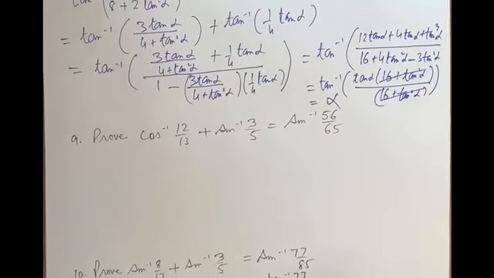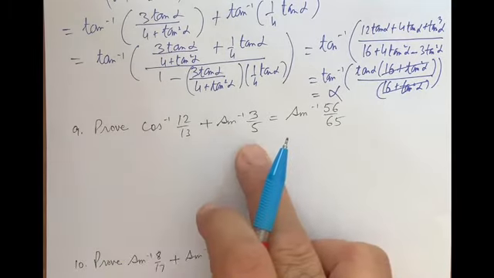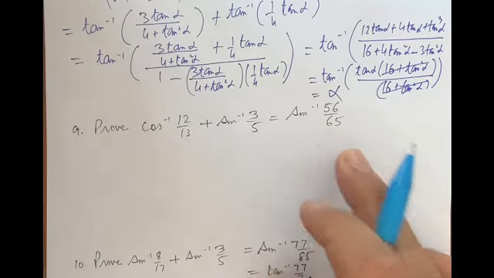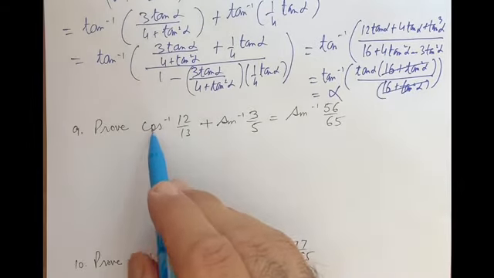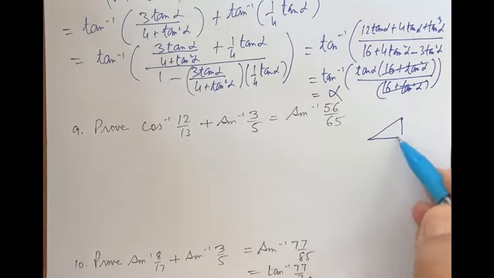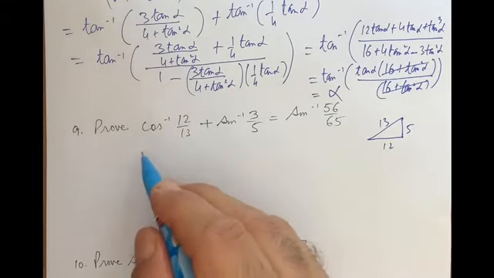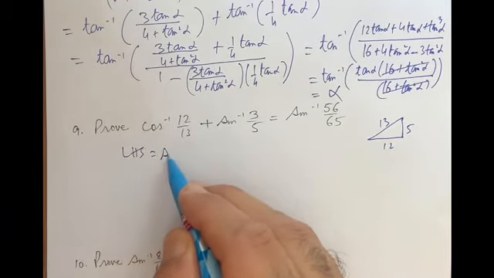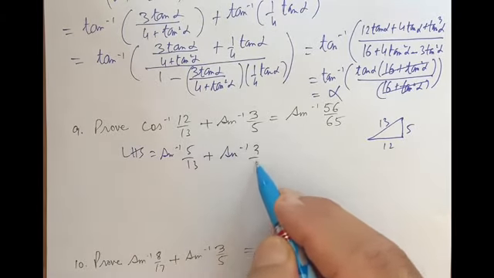The next one, we have to prove cos inverse of this plus sin inverse of this is equal to sin inverse. So since we want the answer in sin inverse, we will change cos inverse to sin inverse. Cos inverse of 12 by 13 can be written as sin inverse of 5 by 13 plus sin inverse of 3 by 5.